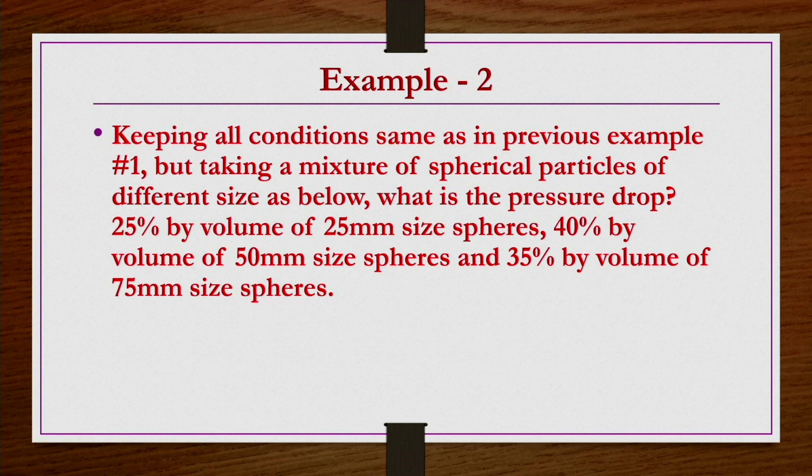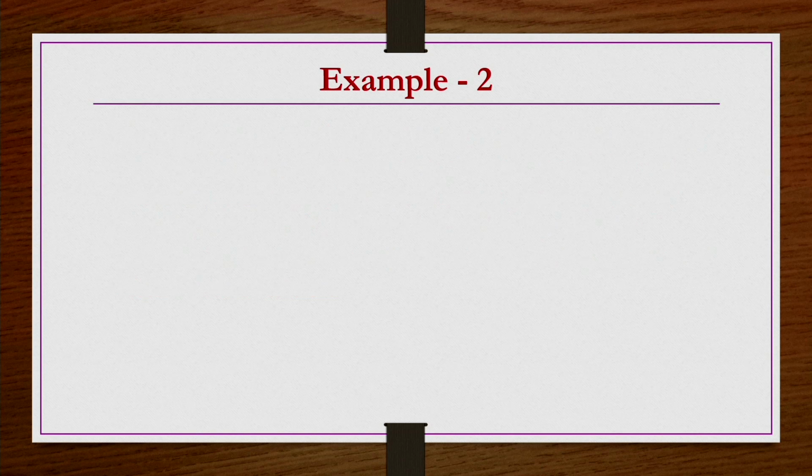Now what do we do? We take another example problem. We have seen, after the derivation of the Ergun equation, that the Ergun equation can also be used for a mixture of particles. The only thing is that if we are using that equation for a mixture of particles, then dP has to be replaced by the surface mean diameter. On that basis we are going to do this problem now.